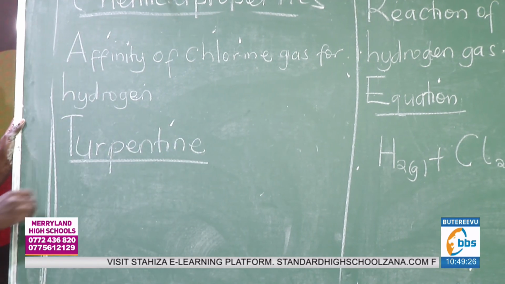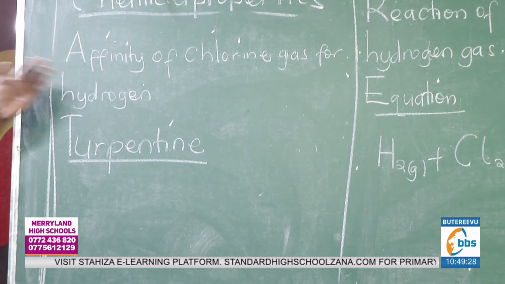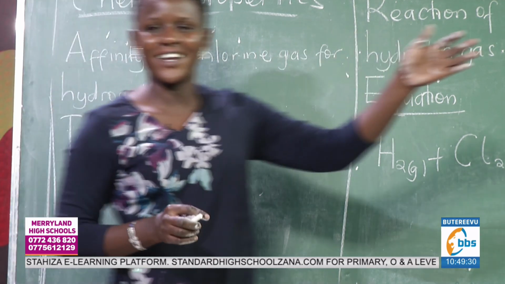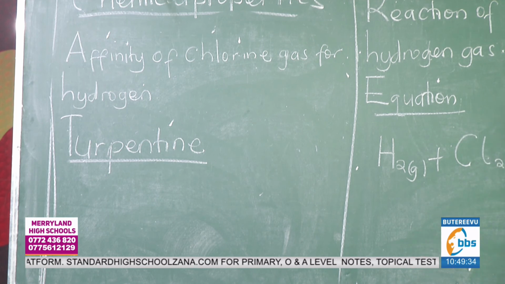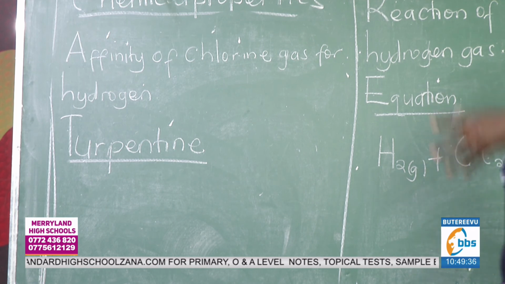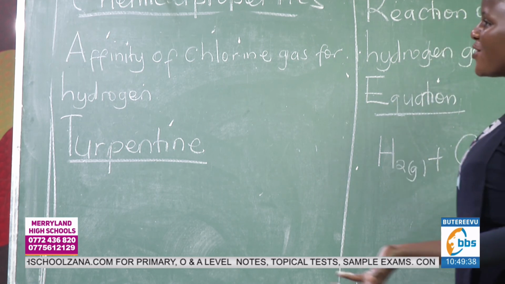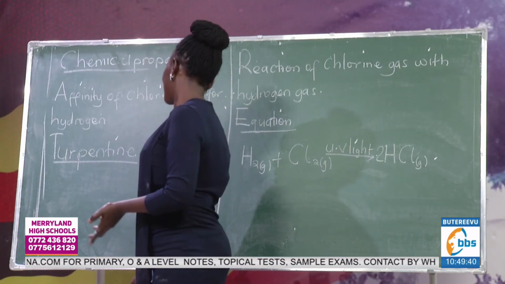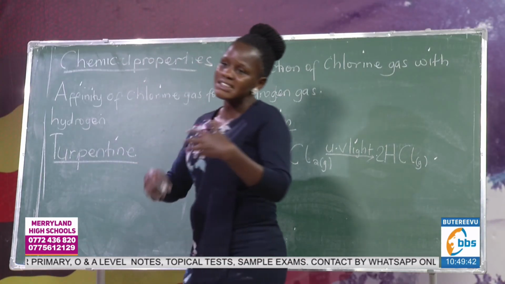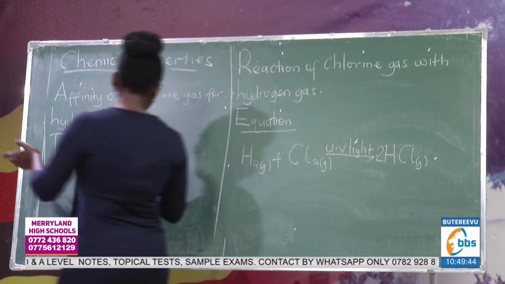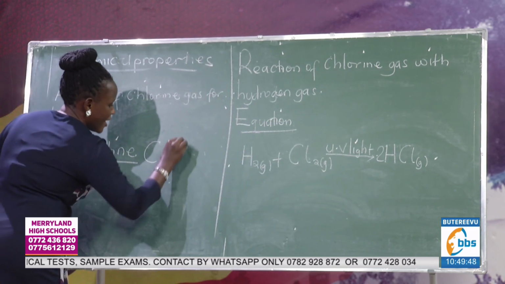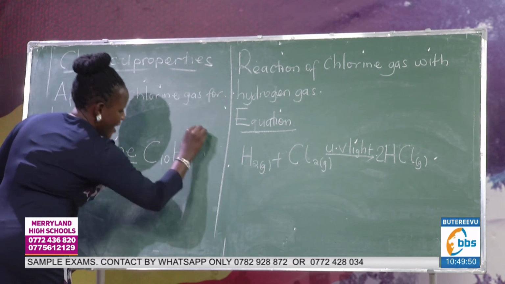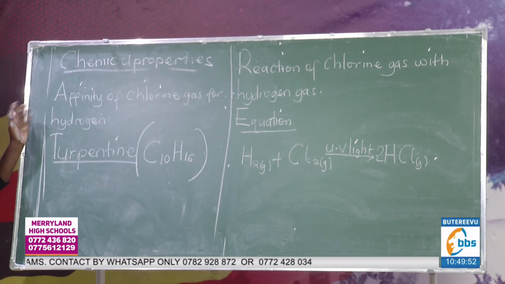Turpentine, which is a hydrocarbon. Remember, from our organic chemistry, we said a hydrocarbon is a compound made up of carbon and hydrogen only. So turpentine is a hydrocarbon made up of what? Carbon 10, hydrogen 16. That is our turpentine.